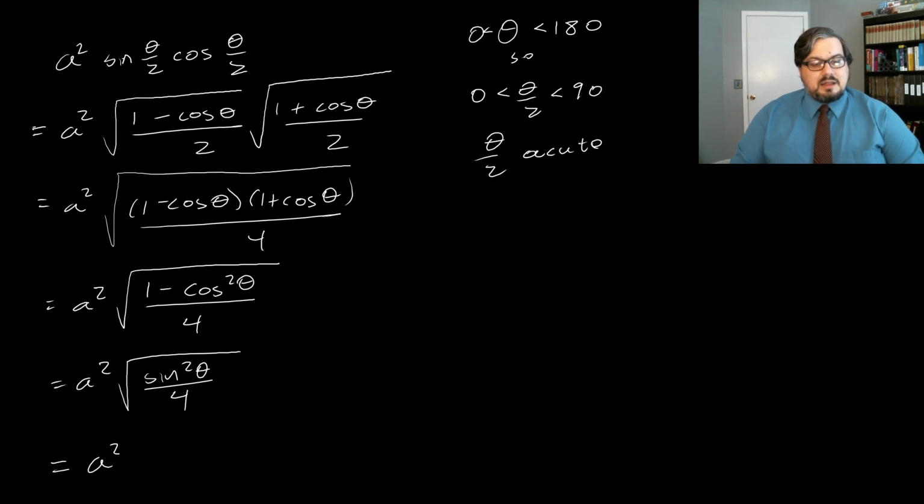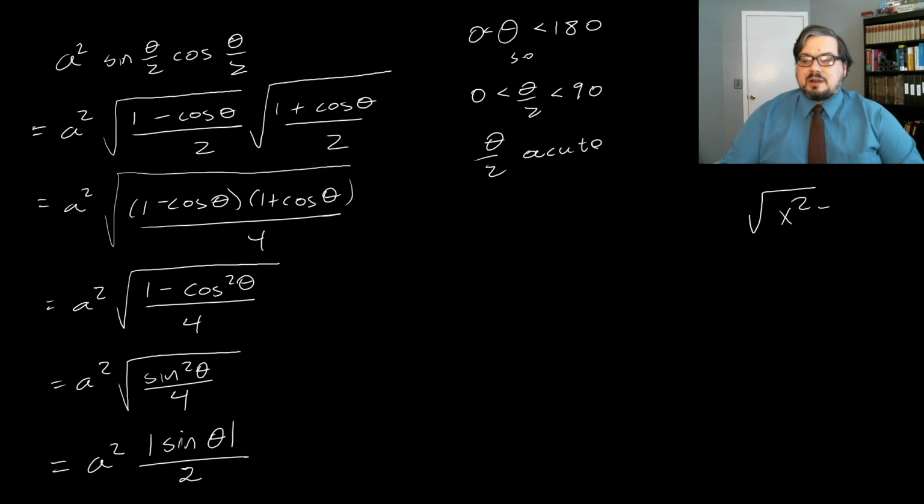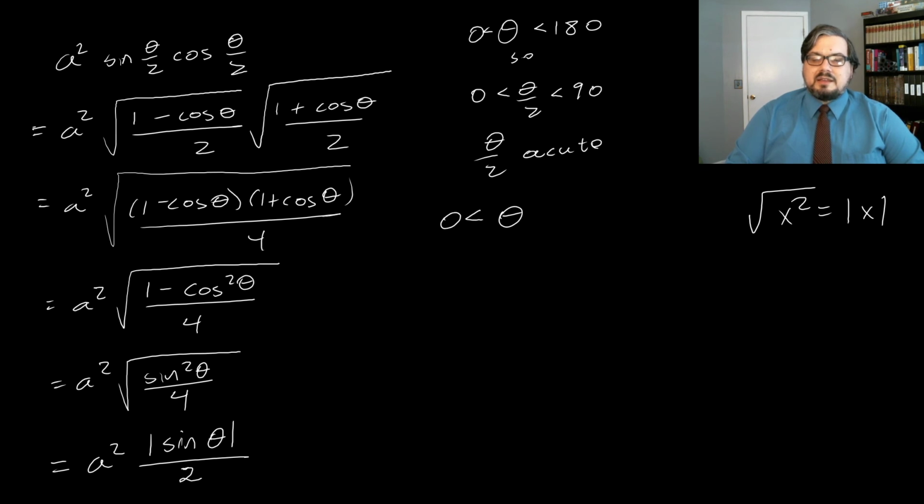Now, A squared then gets multiplied by the square root of sine squared, which gives us the absolute value of sine. And the square root of 4 gives us 2. The square root of x squared is always the absolute value of x, and so we want to put the absolute value of the sine there. However, again, we know that theta is an interior angle of a triangle. Therefore, it has to be between 0 and 180 degrees. And therefore, sine of theta has to be positive.